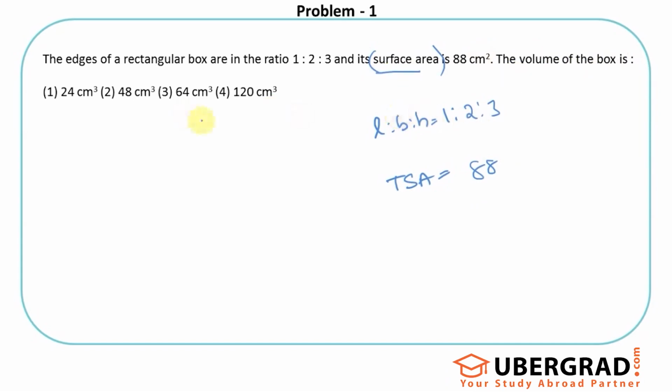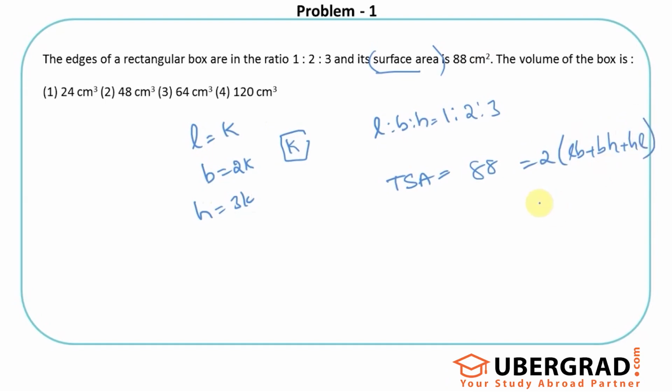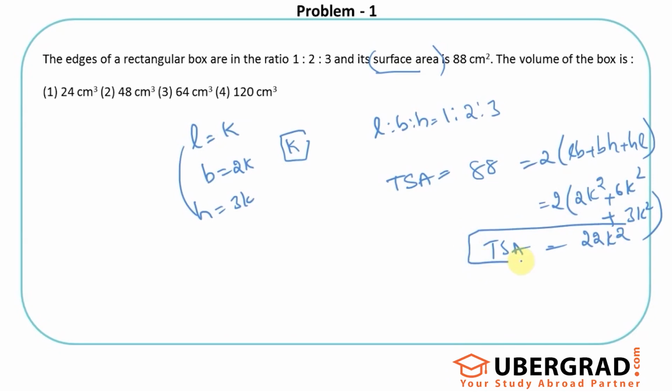Whenever I see ratios, I immediately assume L is 1K, B is 2K and H is 3K. Because they are in the ratio, I am taking a new variable called K. What is the total surface area formula? 2 into (LB plus BH plus HL). That is 2 into: L is K, B is 2K, so LB is 2K square. BH is 2K into 3K, which is 6K square. HL is 3K into K, which is 3K square. So that is 2 plus 6, 8 plus 3, 11K square, into 2 is 22K square. So the total surface area is 22K square.